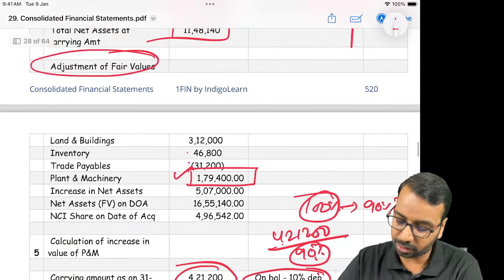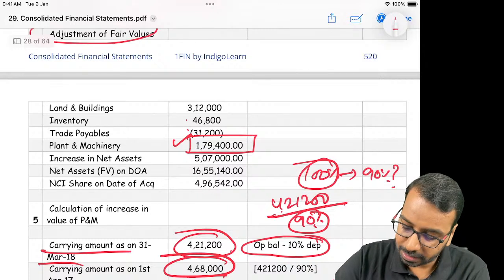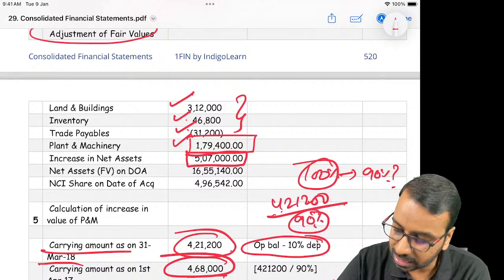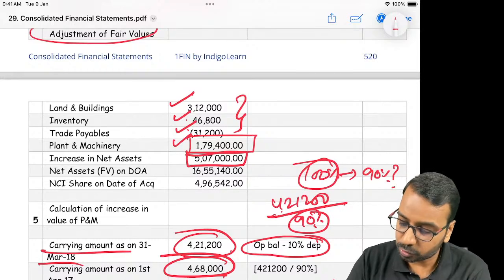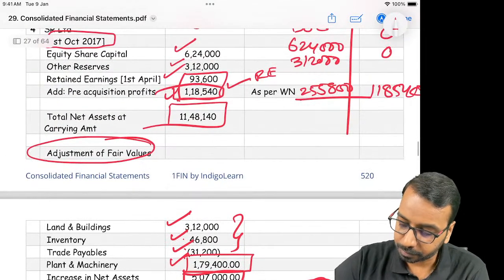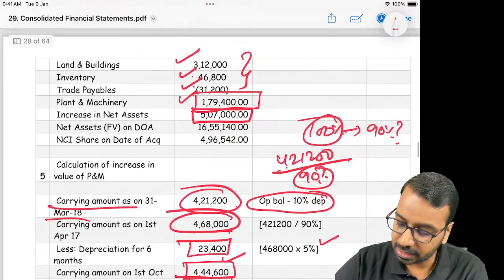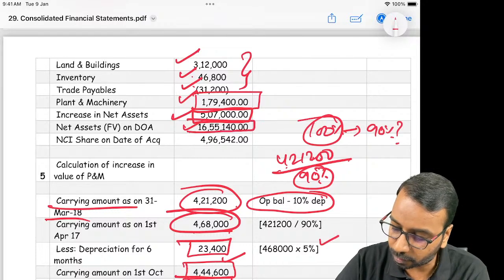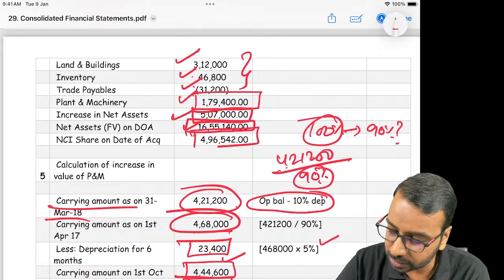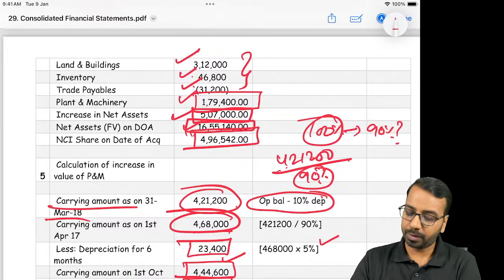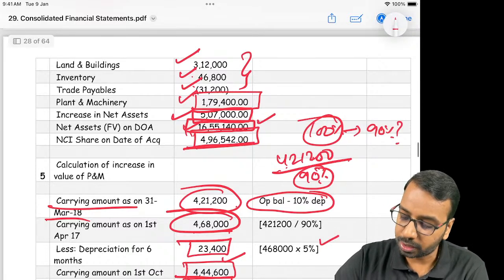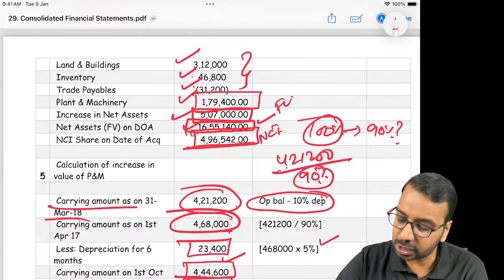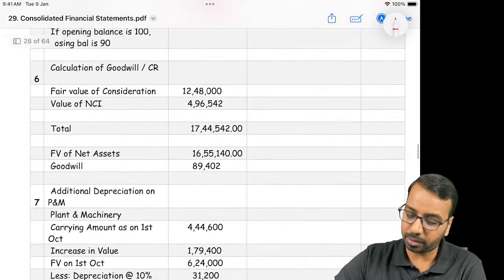So, 1,79,400 increase here. Land and building, inventory, trade payables is given in the question. So, increase in net assets is 5,07,000. So, the total fair value will become 11,48,000 plus net assets increase in fair value, 16,55,140. Out of this, NCI is 4,96,542. This is total fair value. This is NCI. This 1655 you will take to the calculation of goodwill.